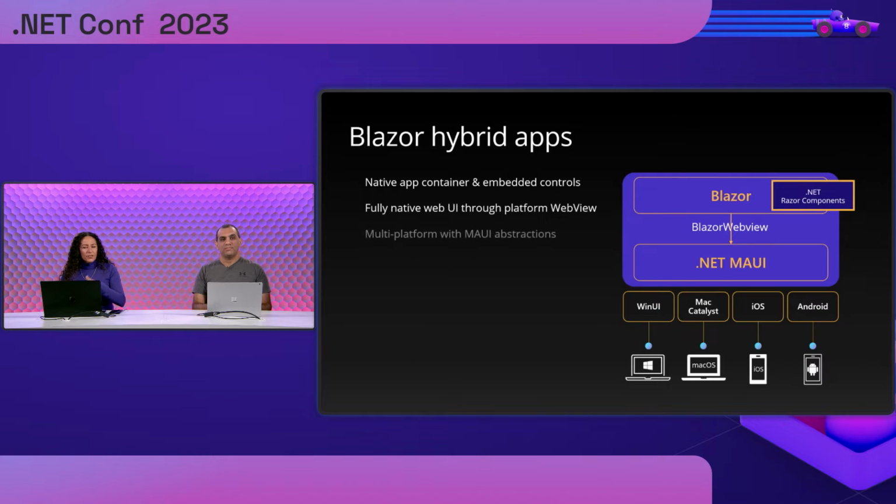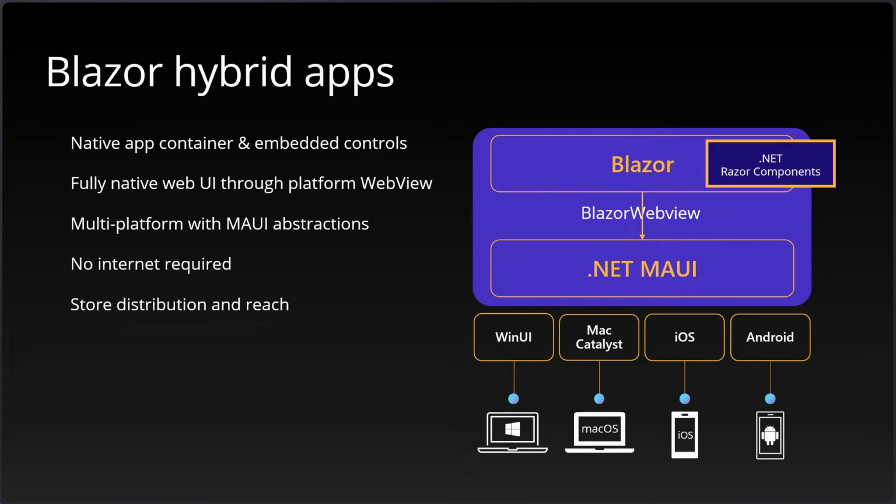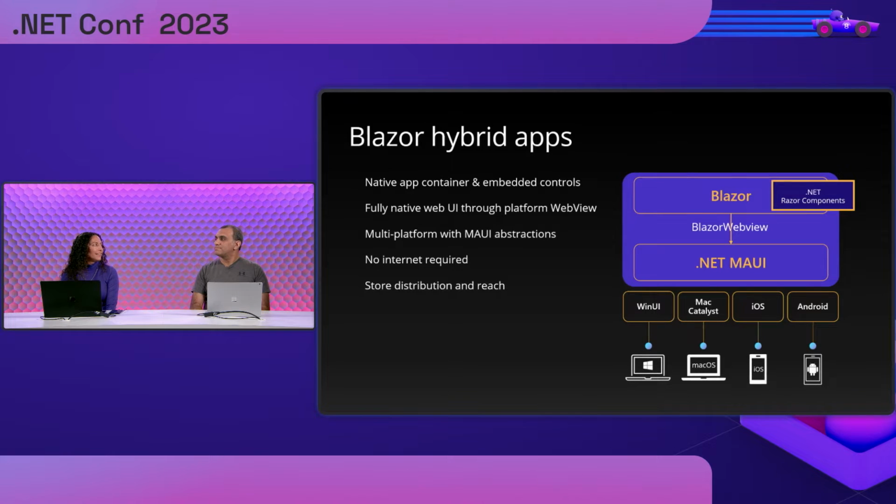All right, so here's Blazor hybrid at its core. Blazor is on top of MAUI in this case. The Blazor UI is fully native, and it's rendered through a platform web view. So for instance, on Windows, that would be WebView 2. MAUI provides the platform abstractions for you in the single project. No internet is required here, by the way. Just because you're using web technology in the UI does not mean that it's using the internet. This is not a browser. All of your UI is packaged up and built with the app itself. So this allows you easy store distribution and reach as well.